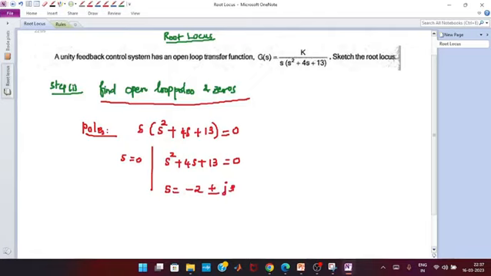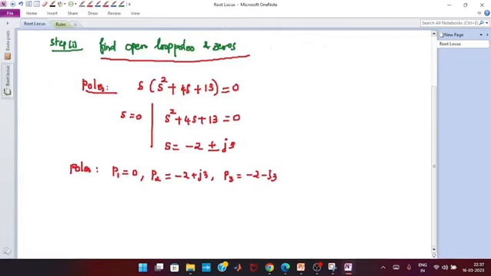That means how many poles are there? There are three poles. One pole is P1, P1 equal to 0. Another pole is P2, P2 equal to minus 2 plus j3. What is the third pole? The third pole is minus 2 minus j3. These are all the three poles of the given open loop transfer function.